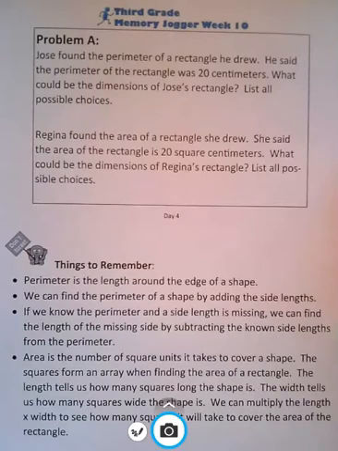Let's take a look at Week 10, Day 4, Problem A. Jose found the perimeter of a rectangle he drew. He said the perimeter of the rectangle was 20 centimeters. What could be the dimensions of Jose's rectangle? List all of the possible choices.